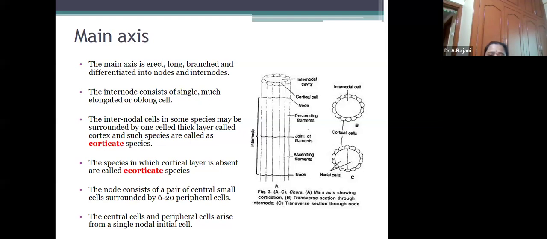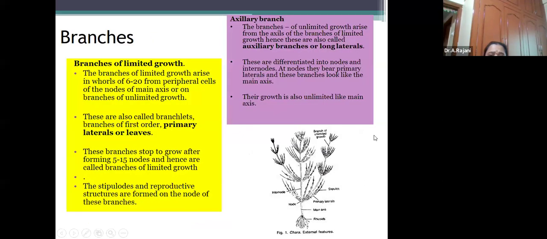At the node, you can observe a central small cell surrounded by 6 to 20 peripheral cells. The peripheral cells arise from the central cell at the node. This is the main axis. The node part produces two types of branches: one is branches of limited growth, and the second is branches of unlimited growth.